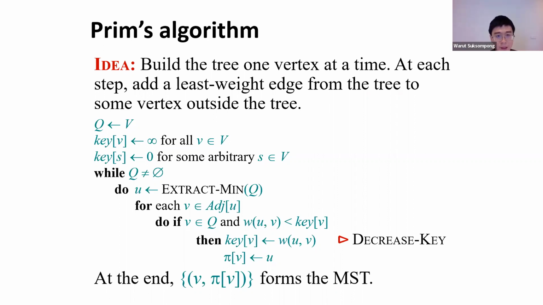So this is what's going on in this code, and it's a greedy idea: building the tree one vertex at a time, and at each step choosing the least weight edge. So minimizing the edge never hurts here.